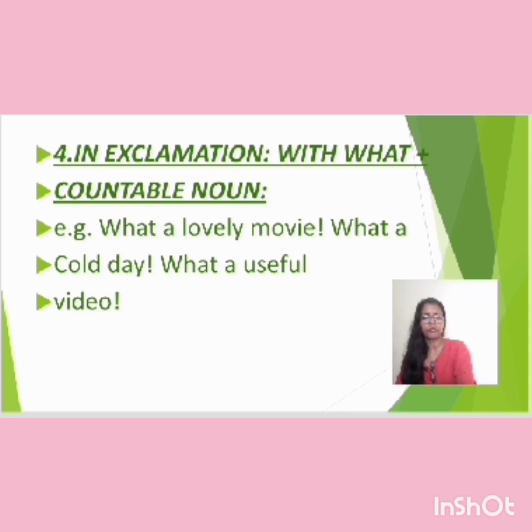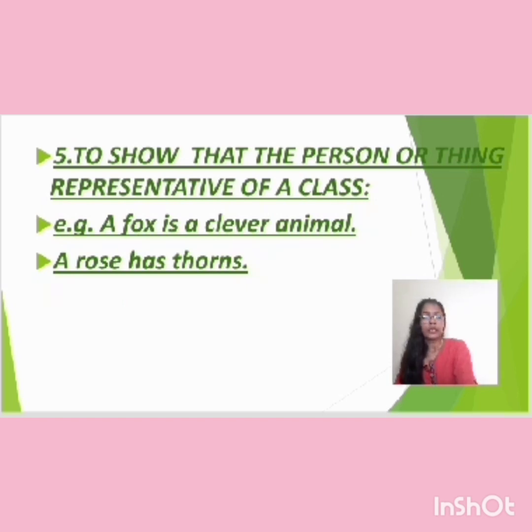To show that the person or thing is a representative of a class. For example, a fox is a clever animal. Here in this sentence, a fox means all the foxes are clever. A rose has thorns. A rose here means any rose or all the roses.